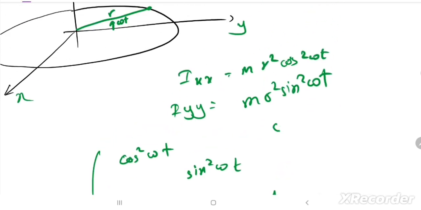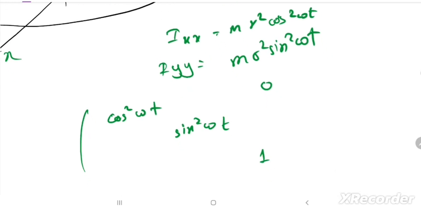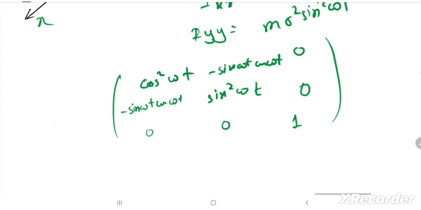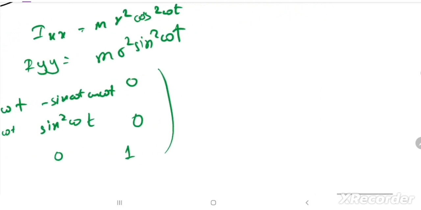Ixz will come out to be 0, because the xz coordinate is 0 for the given particle. So it will be 0 here and here. Minus sin omega t cos omega t, and here will be minus sin omega t cos omega t. And another m r square will be here.